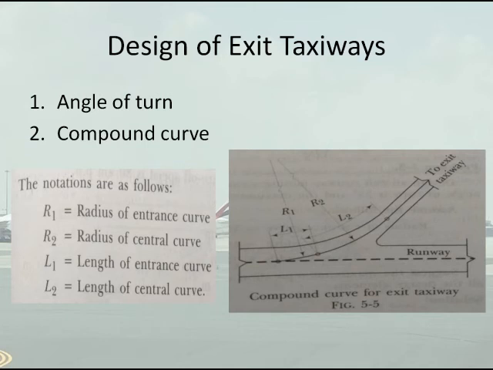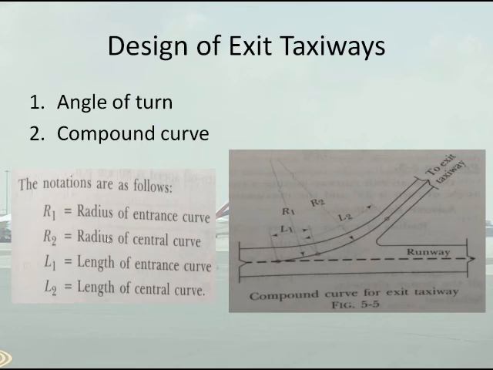I have made a figure available in the slide, as shown in figure 5.5. The main curve of radius R2 should be preceded by a large curve of radius R1. The values of R1 found experimentally suitable for different speeds are as follows: for 65 kmph, 517 meters; 80 kmph, 731 meters; 95 kmph, 941 meters.